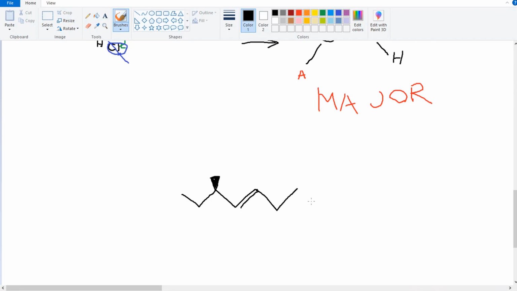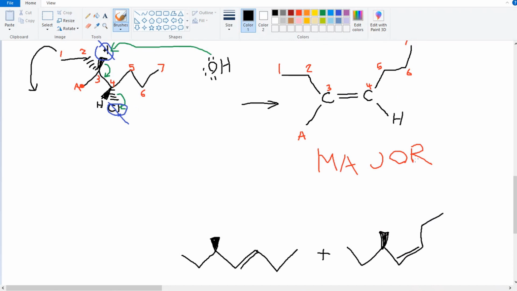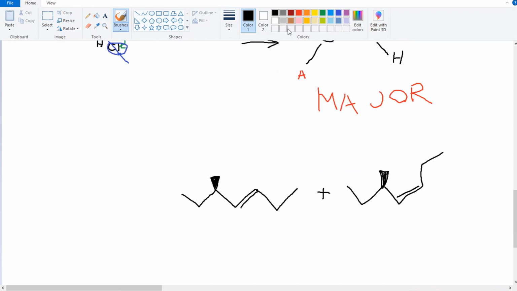So you have that one. That's going to be one of your minor ones, and your other one is going to be a cis minor. So it would actually look like this. I'm going to find my cursor. It's a little hard at times. 1, 2, and it would be 3, 4, 5, 4, 5, 6, 7. So you'd have this, and then you'd have the cis and the trans isomer here. So those would be your 3 products, the major, and then these 2 minor products.